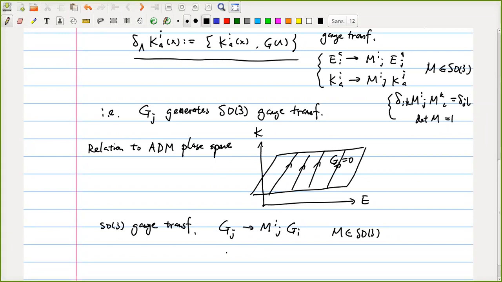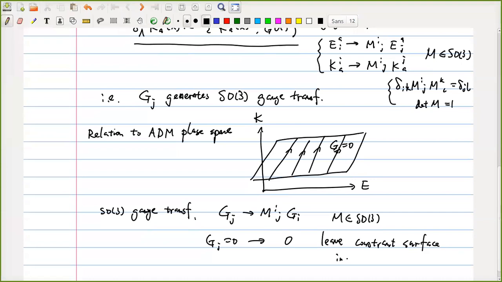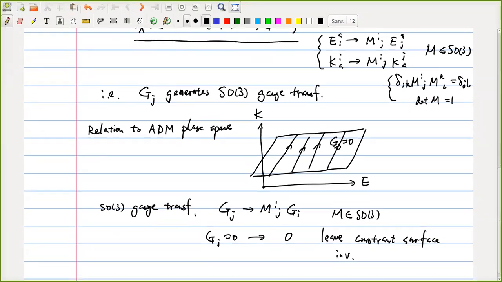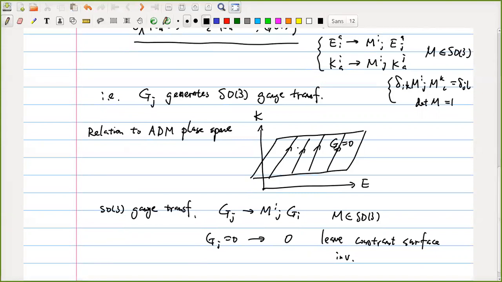Because the constraint surface is G_J equals 0, and after the gauge transformation you still get 0. So it leaves the constraint surface invariant. It means that the gauge orbit is running along the constraint surface. So these are the gauge orbits.